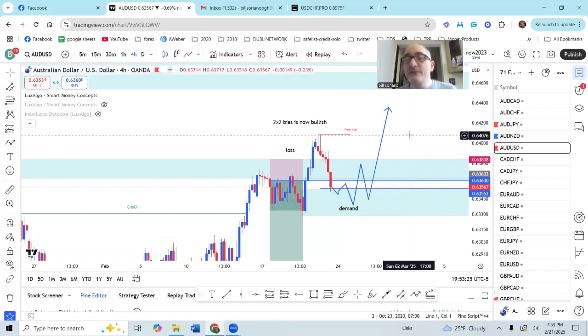If you get the change of character, but you can't find a demand zone that has imbalance on the 1 hour or the 15-minute, or if you just missed the trade because you're not at your computer, then you can just wait for the structure to happen on the 4 hour, wait for that confirmation to happen on the 4 hour as well. So this was a trade that lost.